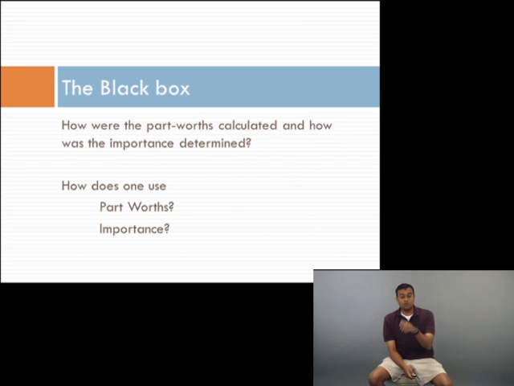And you can show it in this form, which is in the number form, or you could show it in the graphical form, which would look like this. And so an output from conjoint would look like what's a part worth, and we talked about utility and part worth.